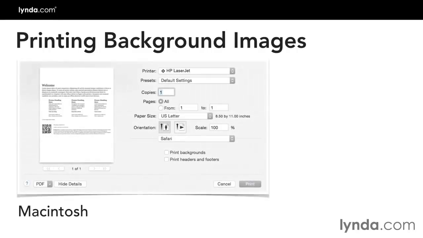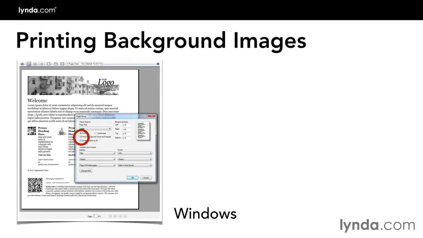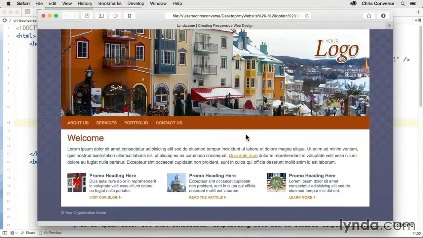So on the Macintosh platform, it looks something like this, where we have a print background checkbox. And then on the Windows platform, the user experience is very similar. There's a specific checkbox in the print preview area where the user can turn on print background colors and images. And now that we've explored using image backgrounds with CSS for our printing, next we'll take a look at adding image tags into our HTML and using those for print.